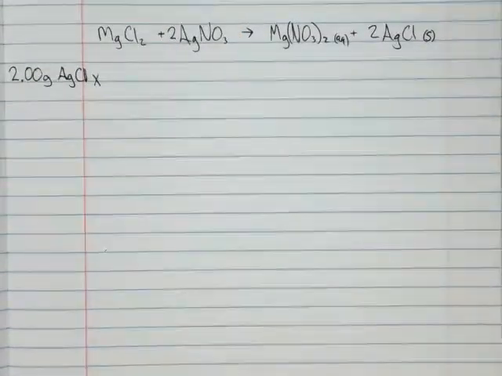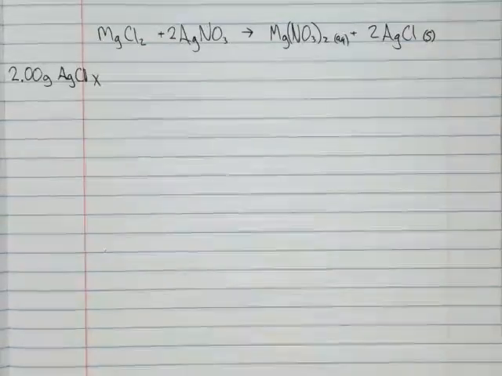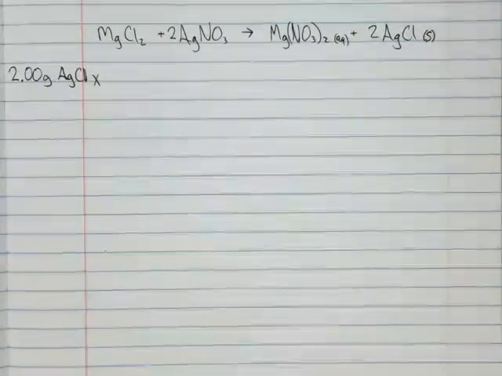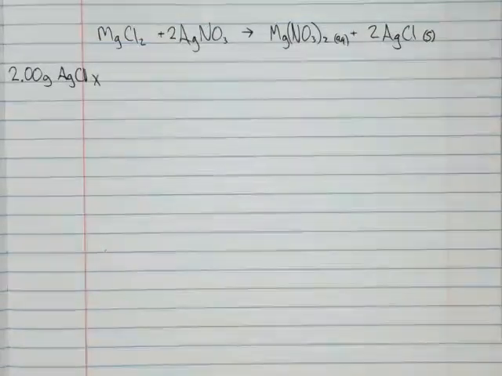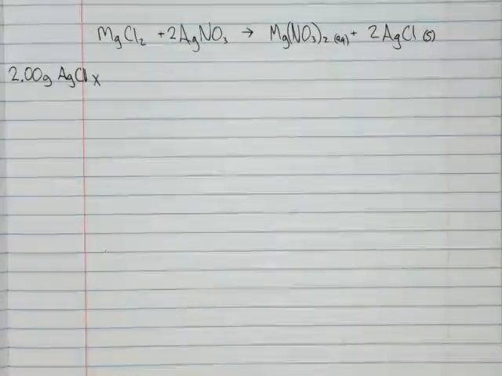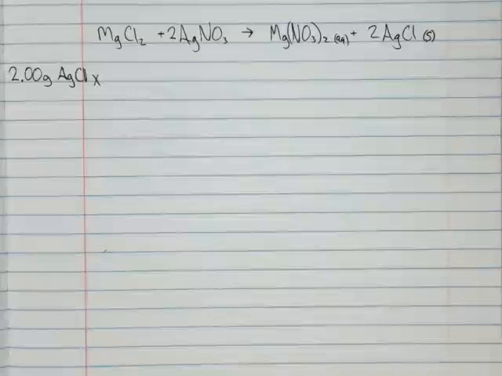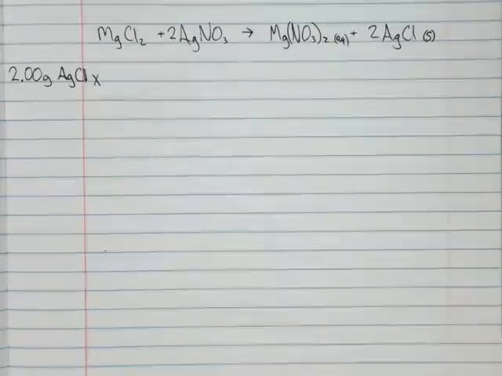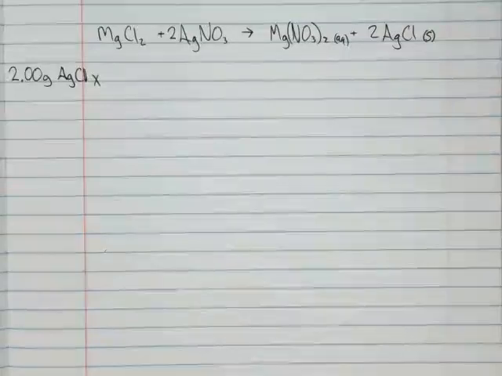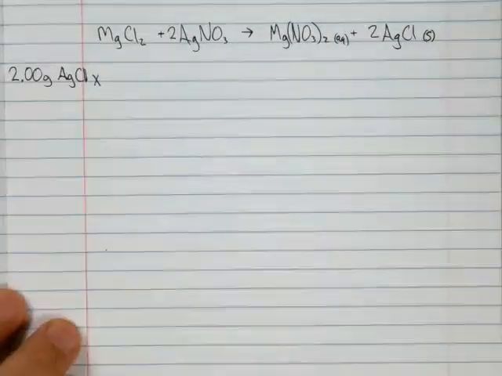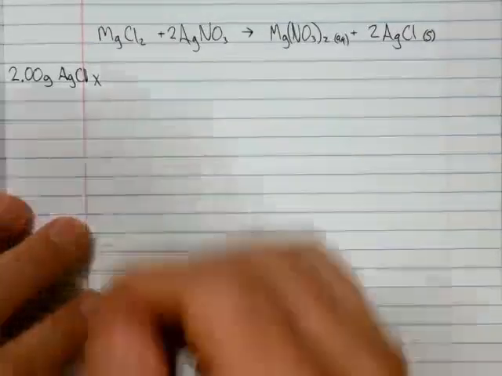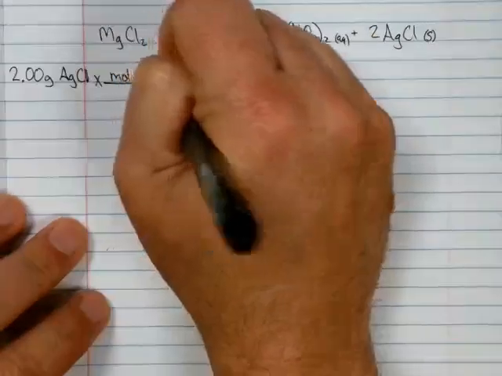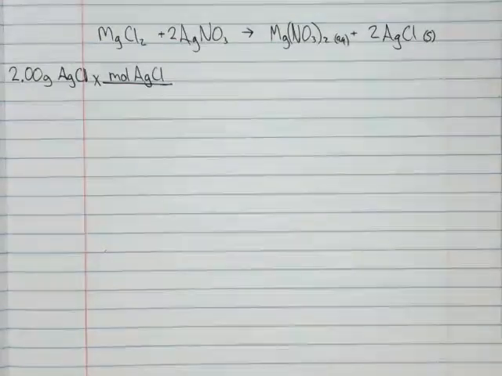And then the third step is to use our flow chart. The first equation is 1 mole over molar mass, right? So a mole of silver chloride over the molar mass of silver chloride.